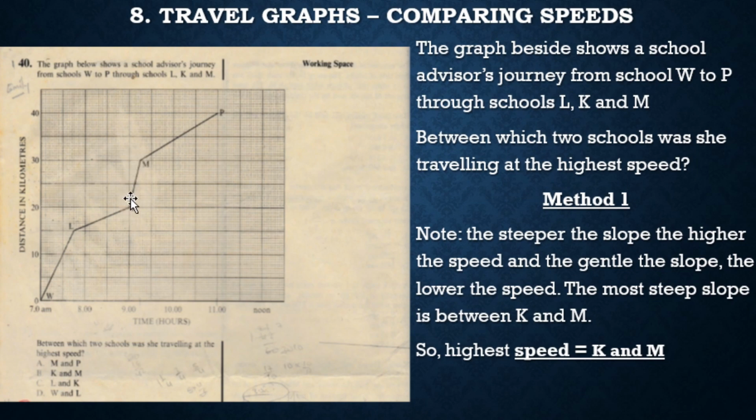And if you do calculation, you find this is the most steep slope and it's the one giving the highest speed. And if you were to get the lowest, it would be MP. MP, the one which is very gentle, is the lowest speed. So this one, the highest speed was between K and M, looking at the most steep slope.